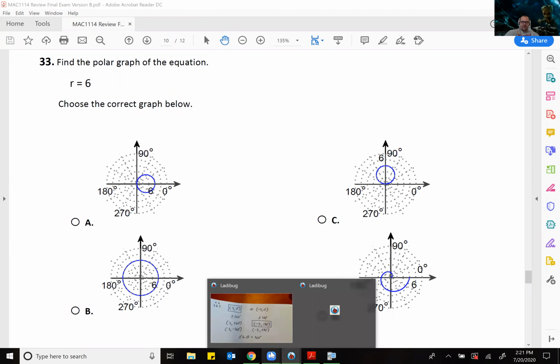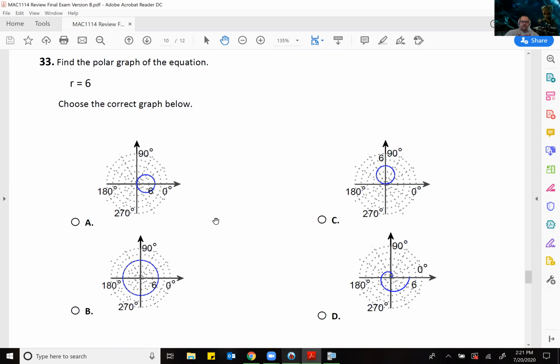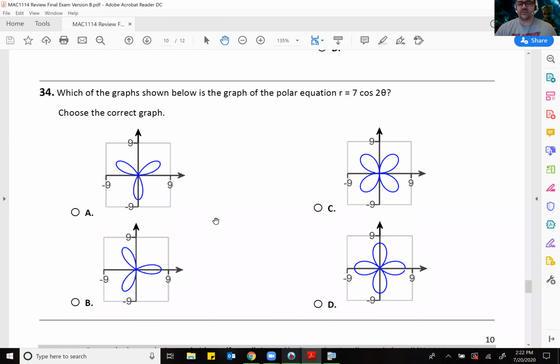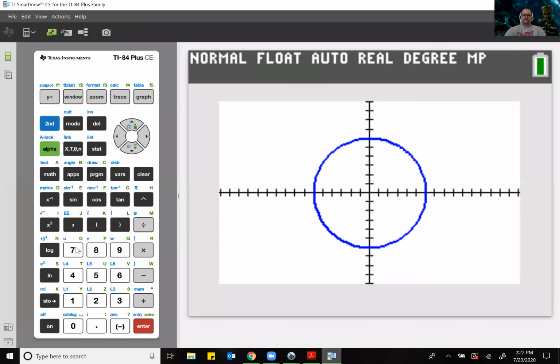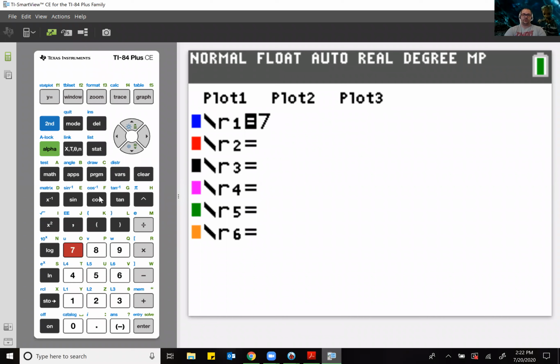We got this. We're almost there, I promise. Again, which is the picture? Go to the calculator. So R equals 7 cosine 2 theta. We go to the calculator, y equals 7 cosine 2, hit your X button, which is now theta, and graph.